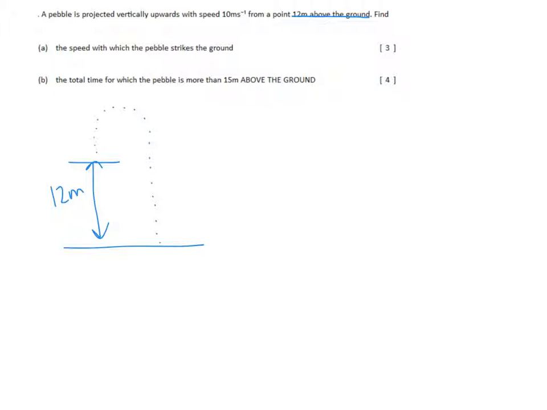Information from the question tells us it's projected with 10 metres per second, and as it's travelling vertically, we know that we've got an acceleration due to gravity of 9.8. So, when we're looking at part A, we can consider what variables of SUVAT we have so far.